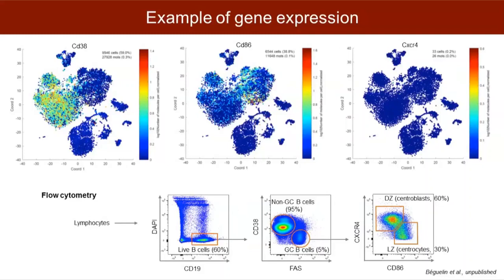CD38 shows the non-germinal center B cells. CD86 shows the light zone within germinal center B cells. And CXCR4 on the right side is a typical marker for dark zone, which in this case, either the gene was not differentially expressed or the probe didn't work.